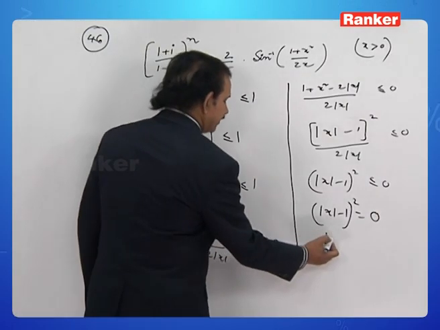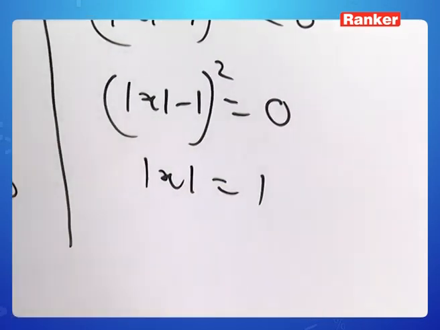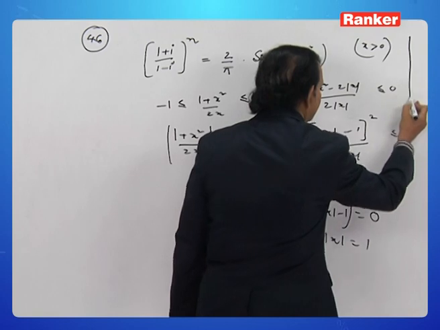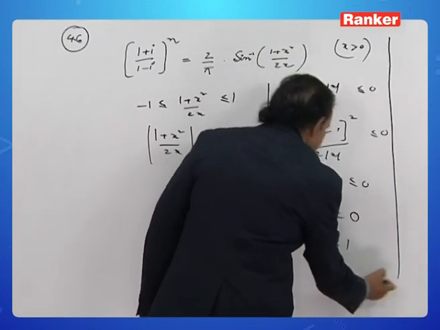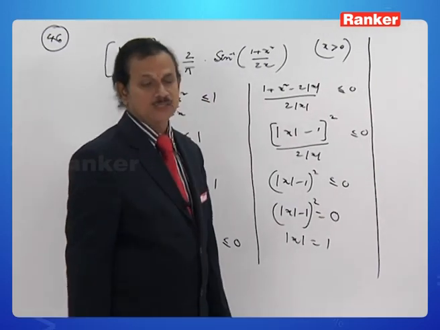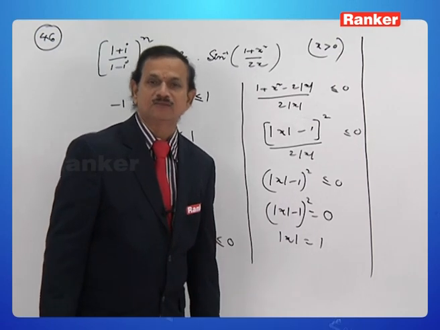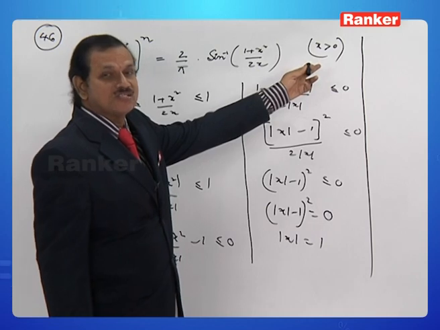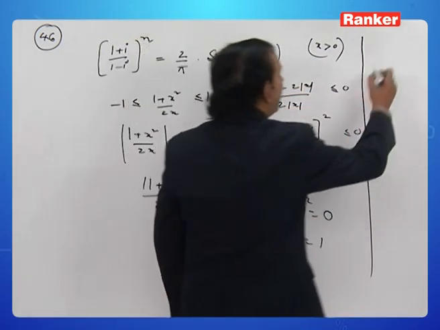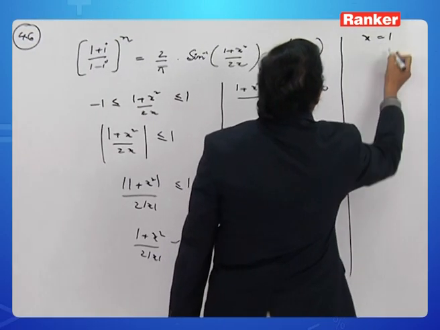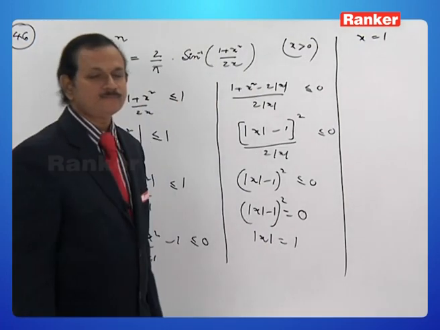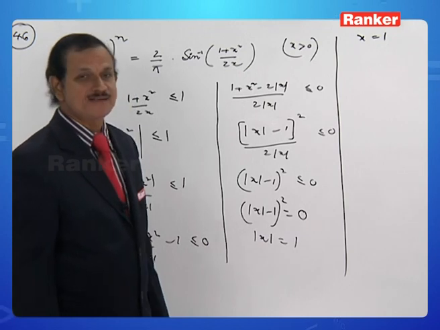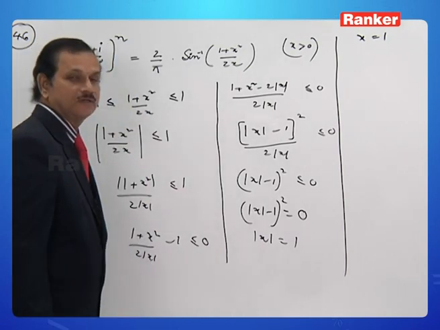Thereby, you'll be getting mod x is equal to 1. Mod x is equal to 1 means x is plus or minus 1. But we are assured that x is positive. So, what should happen? x is equal to 1. Now, you get that x is equal to 1, substituted in the given equation.